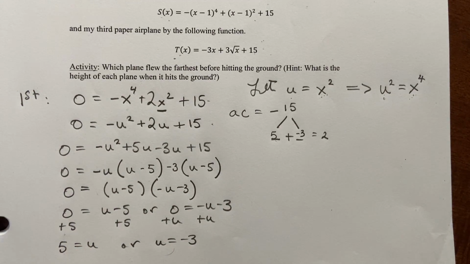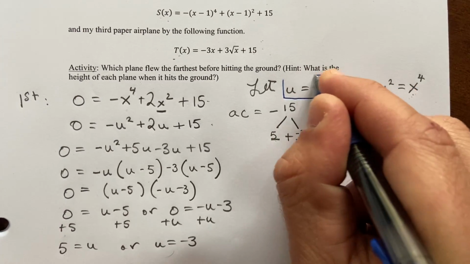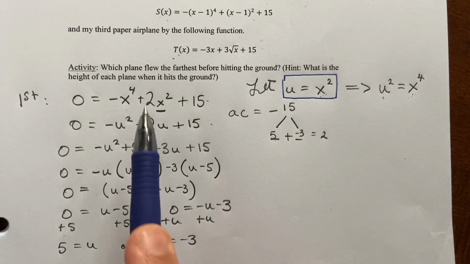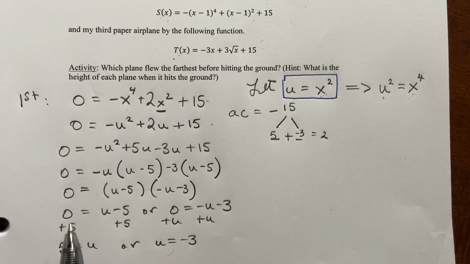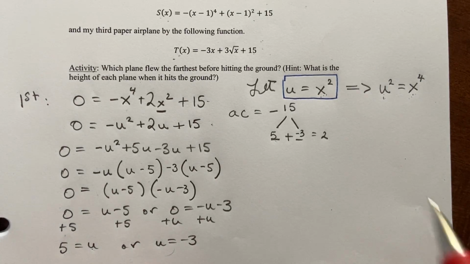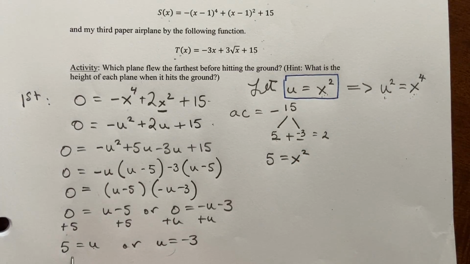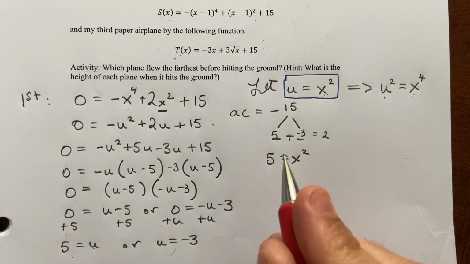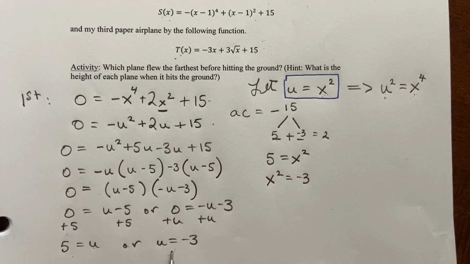So now what we do is we go back to the variable that we care about, right? This problem did not ask us anything about the variable u. It asked us about the variable x. So what I do here is now I replace u with x squared, and I'll replace that here and here. So what we're really caring about is when 5 equals x squared, right? Not u, but x squared. And then we want to know when x squared equals negative 3, right, from this problem.